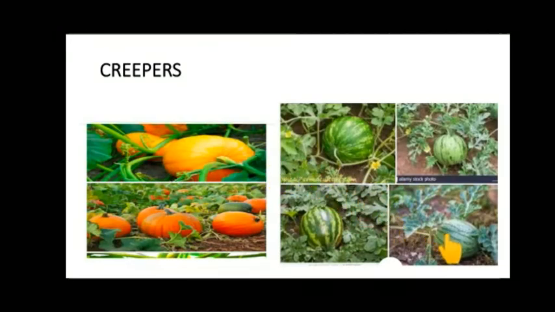Dear students, can you identify this fruit? Yeah, watermelon. And can you identify this fruit? Pumpkin. Okay. The best examples of creeper plants: watermelon plant, pumpkin plant.